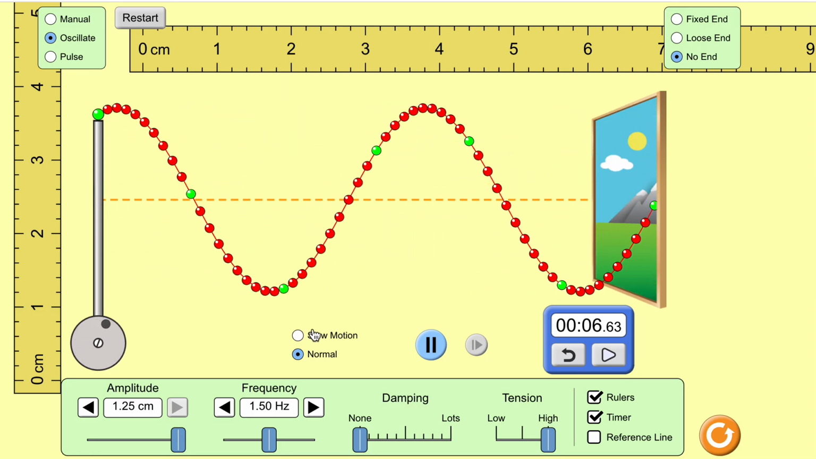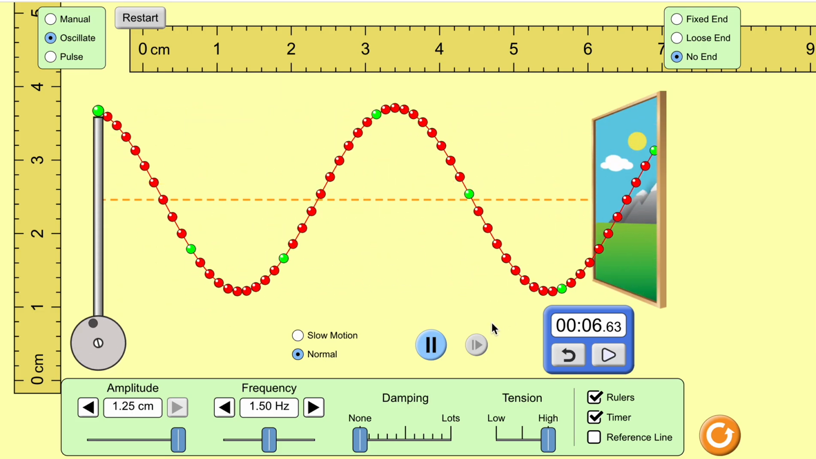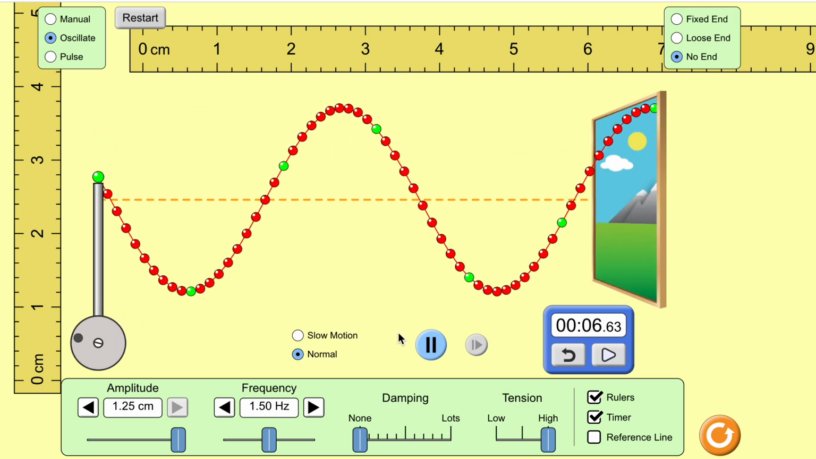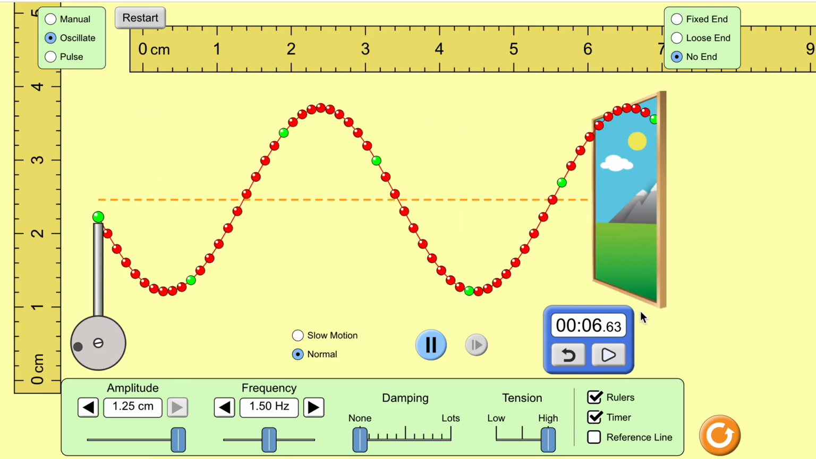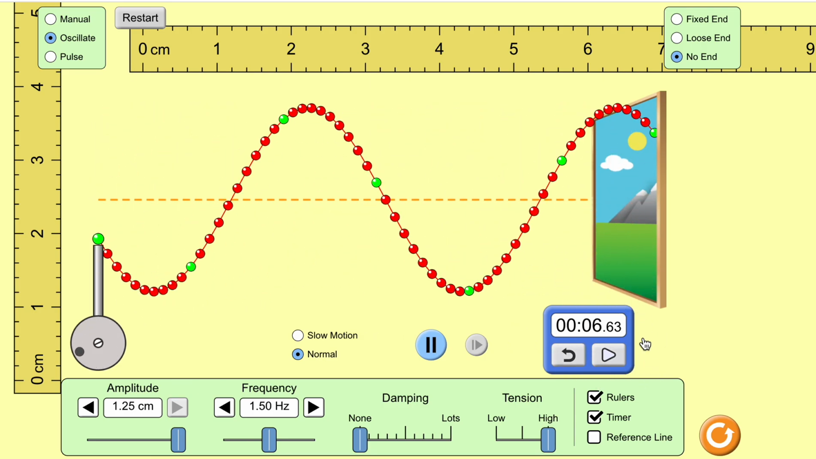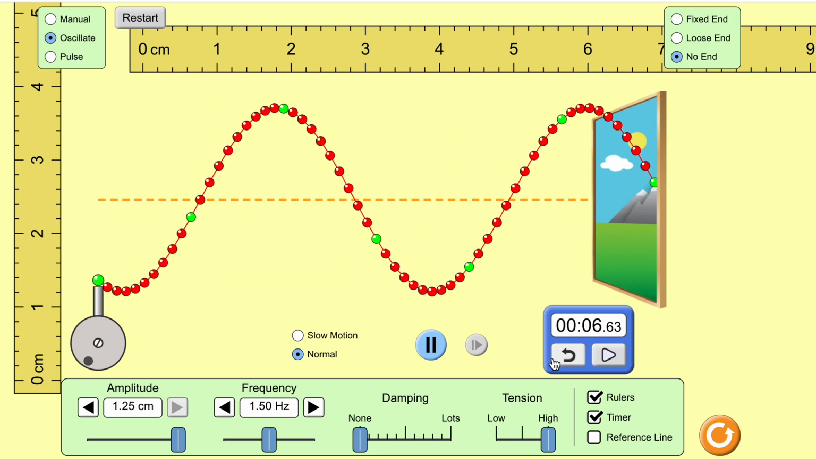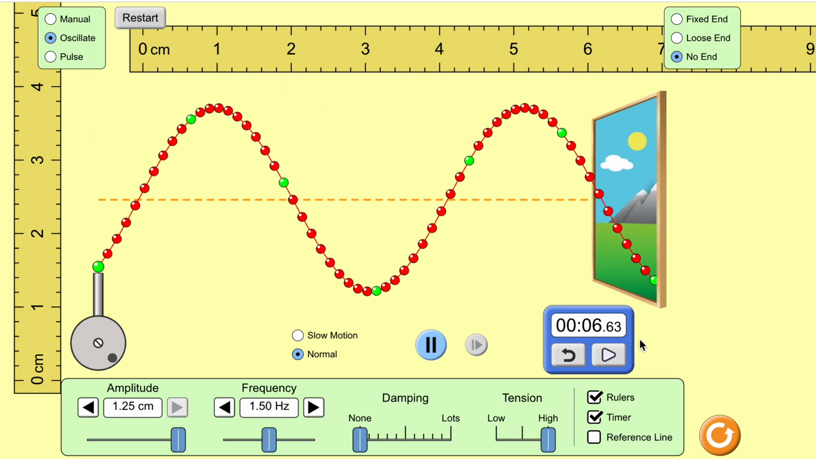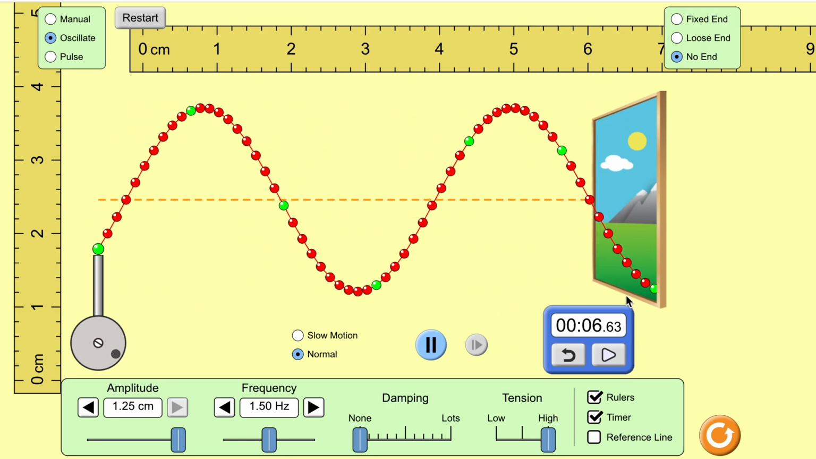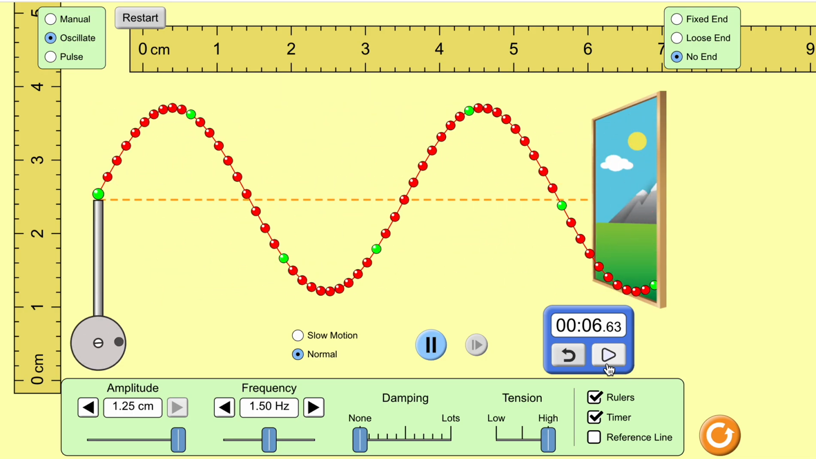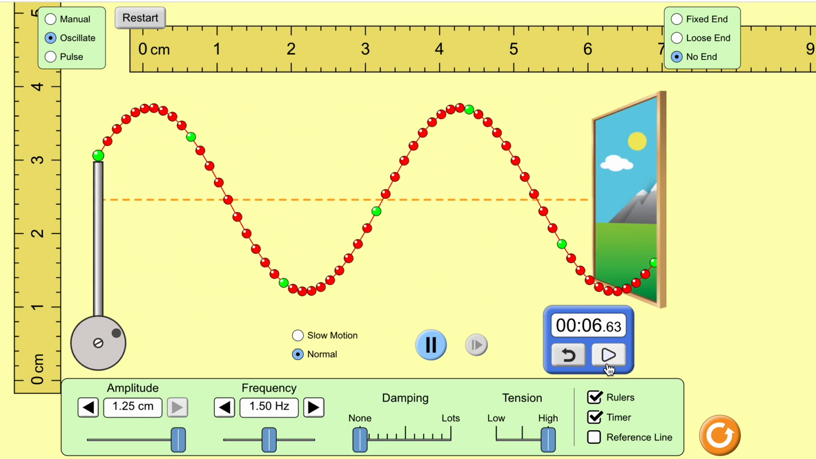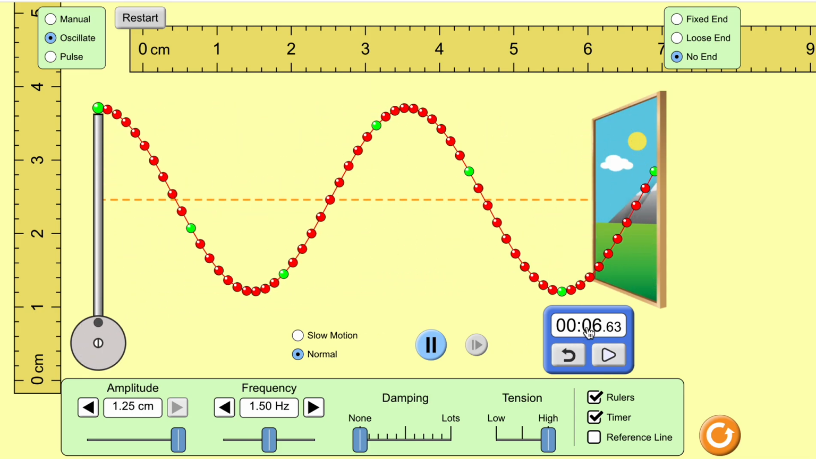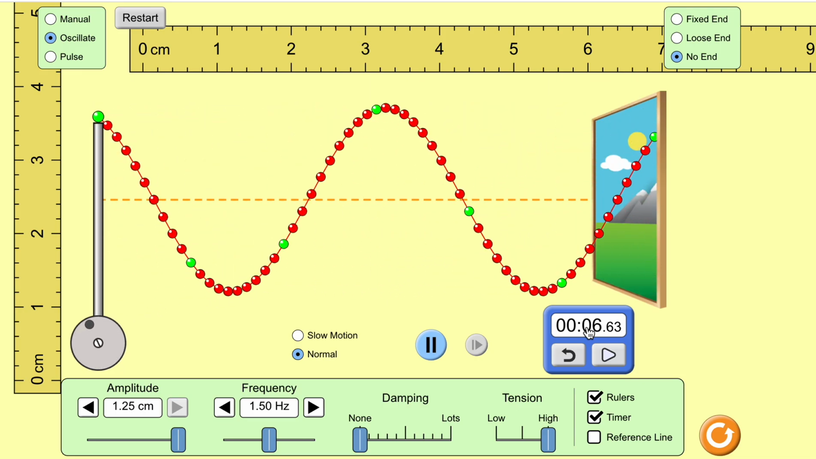And then the period is literally the amount of time it takes for one wave to go by. Okay, so in this case, we had 10 waves go by in 6.63 seconds. So my period would be 6.63 divided by 10, because it would be this many seconds divided by that many waves, which is 0.66 seconds. So every 0.66 seconds, one wave would go by.